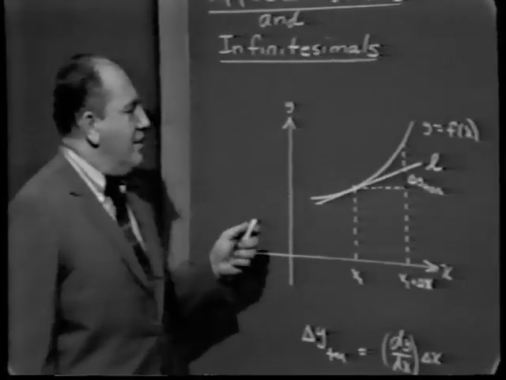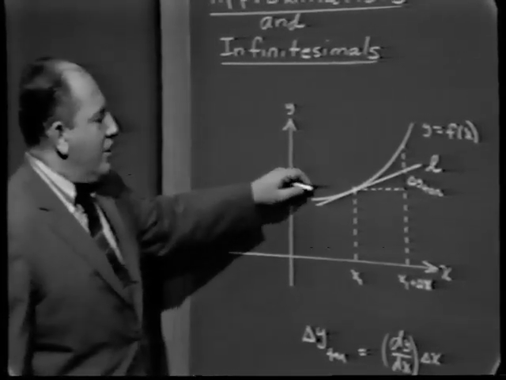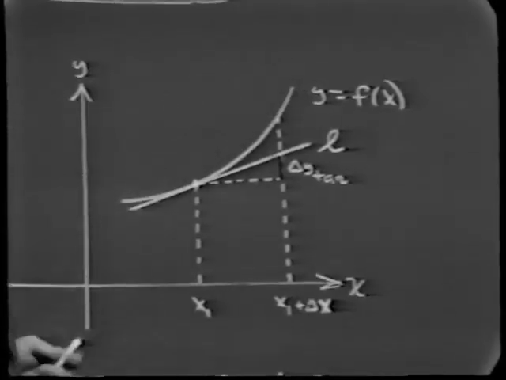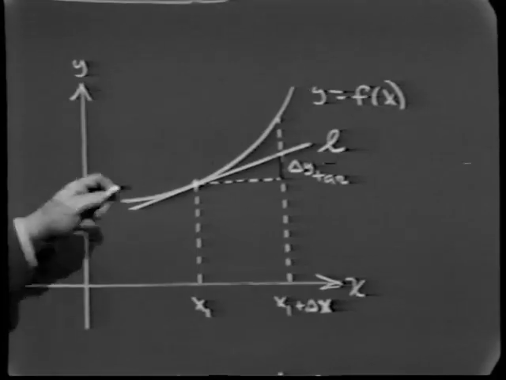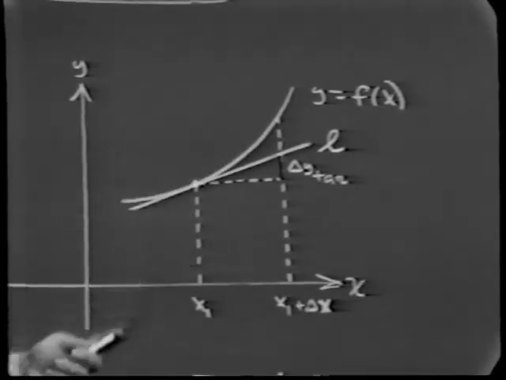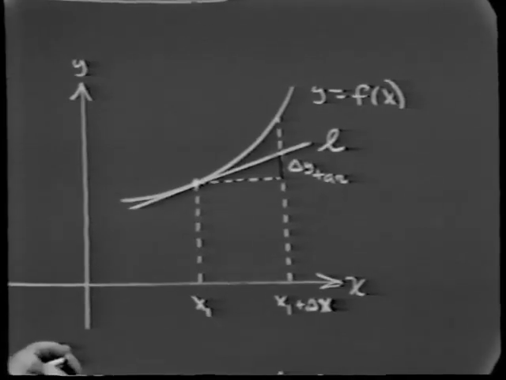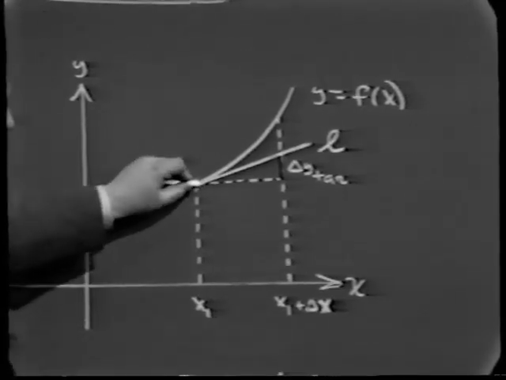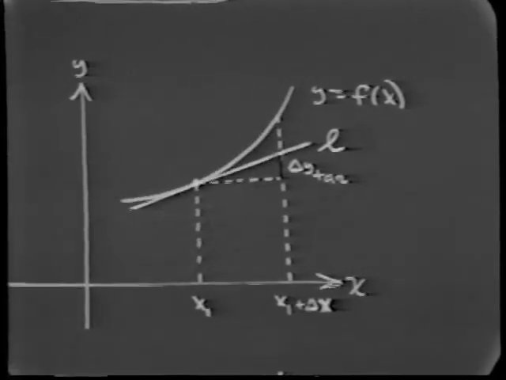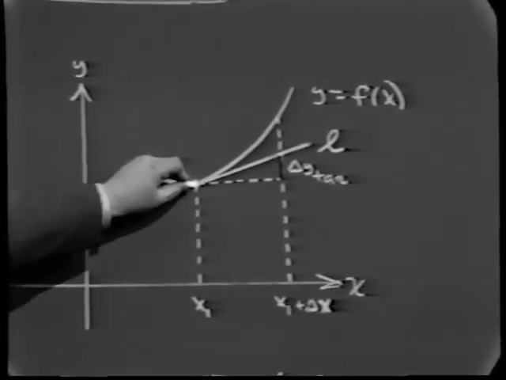See, the idea is this. Let's consider the curve y equals f of x. And let's suppose that the curve is smooth, that is, that it possesses a derivative, say at the point x equals x1. Let's draw the tangent line to the curve at x equals x1.